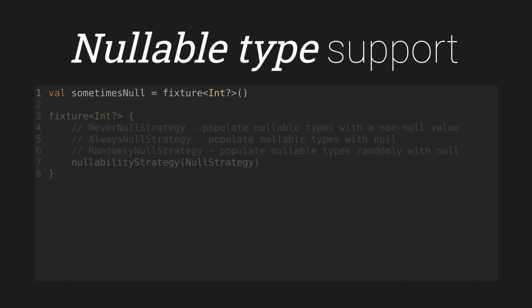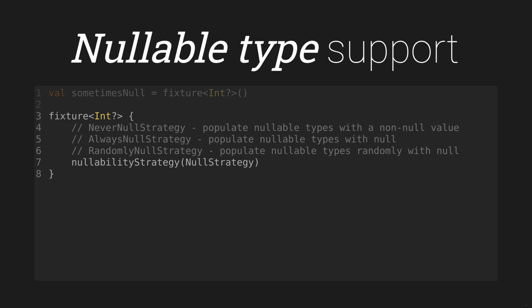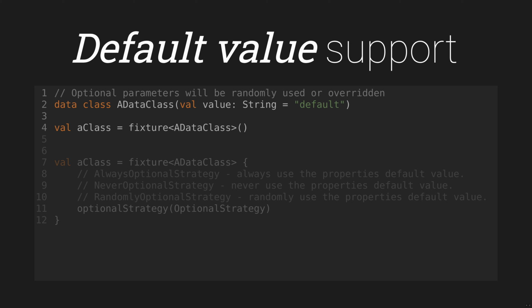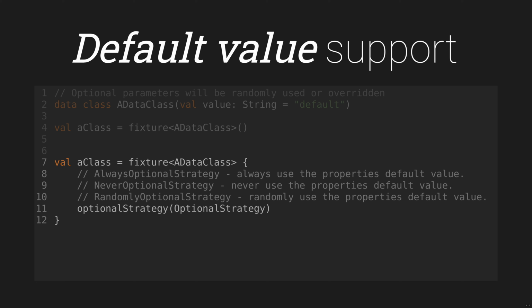As mentioned earlier, Kotlin Fixture has support for nullable types, and will, by default, randomly return either a null or a random value. Of course, it is possible to override this behaviour to never return null, always return null, or indeed you can write your own strategy to return null when you want to. With default values, Kotlin Fixture will randomly use the parameter's default value or generate a random value. Again, you can override the strategy to always or never use the default value, or provide your own.